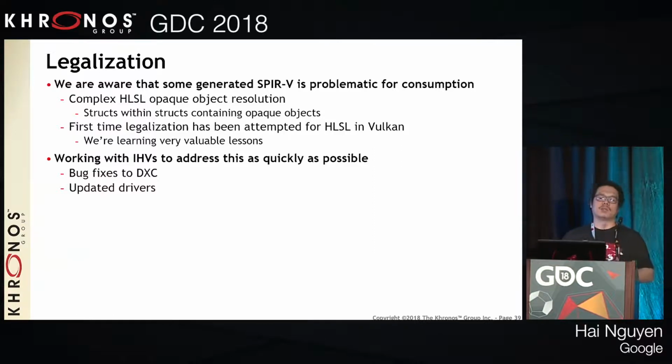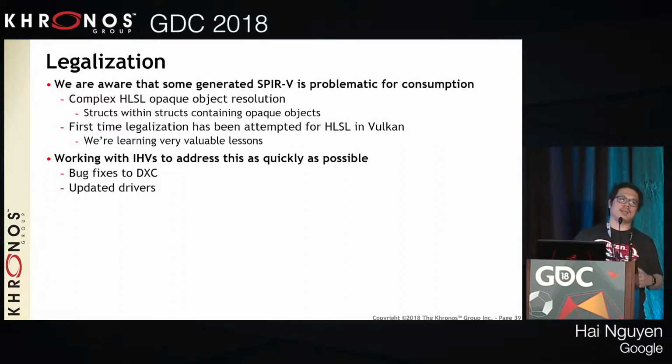So to just kind of pull the curtain back a little bit about legalization, we are aware that there is some generated SPIR-V that is problematic for consumption. A lot of it has to do with the complex HLSL opaque object referencing. It's structs containing structs containing structs containing more structs that contain opaque objects.